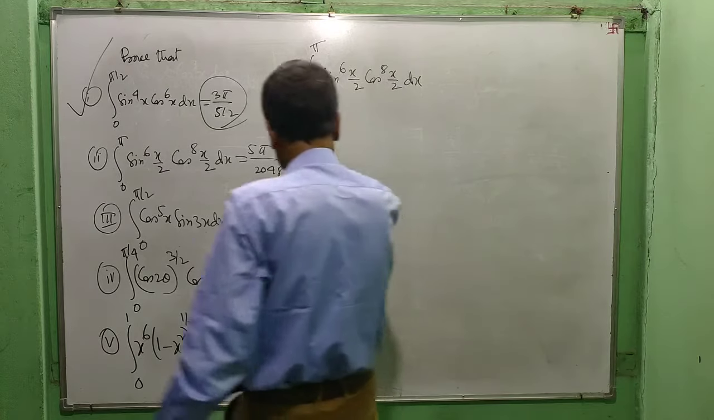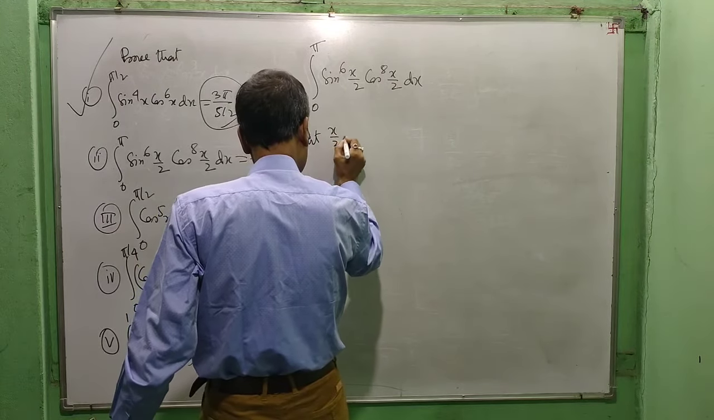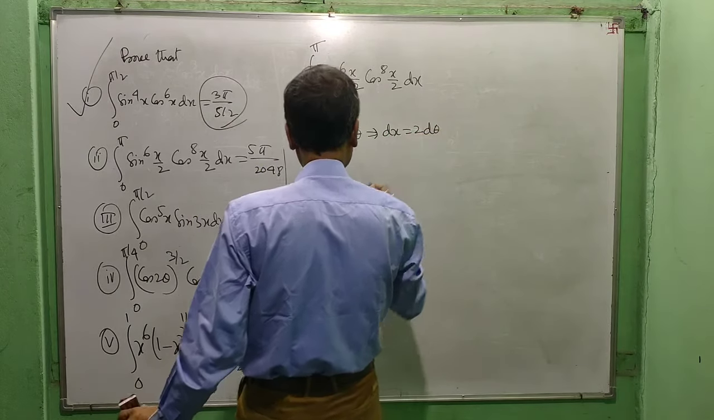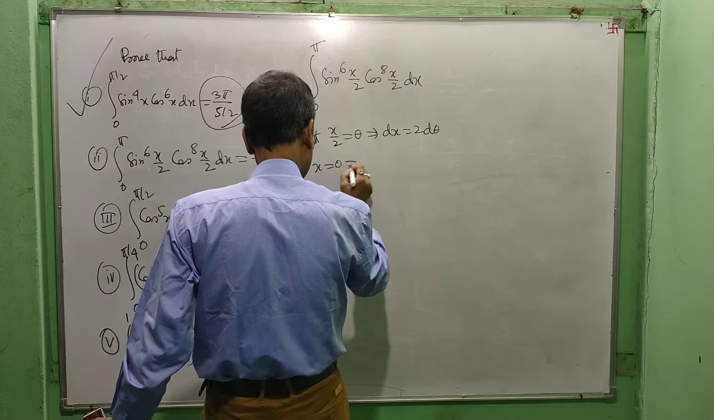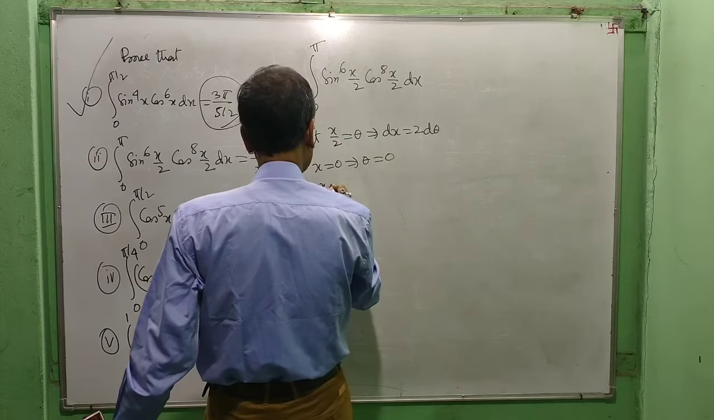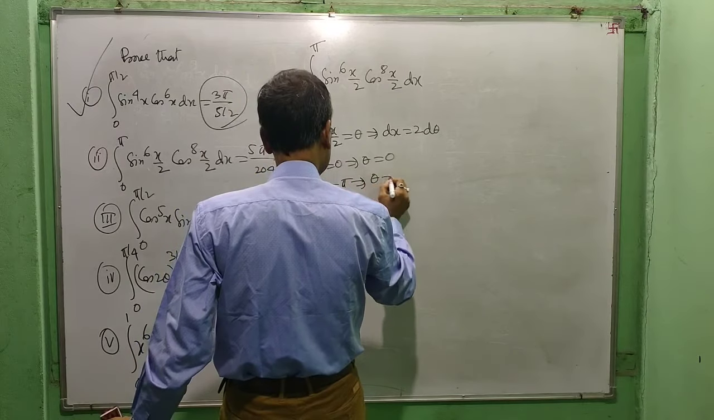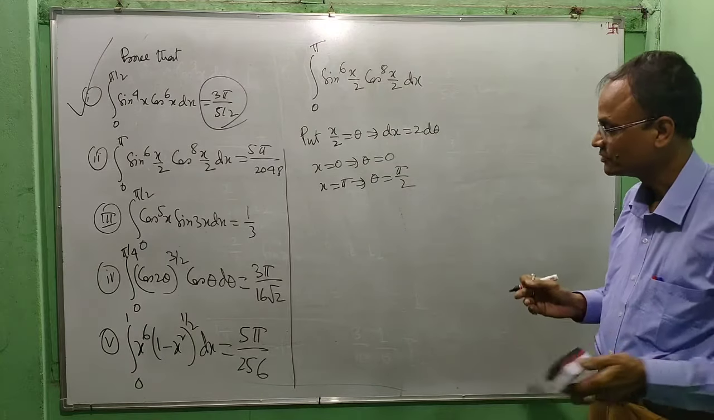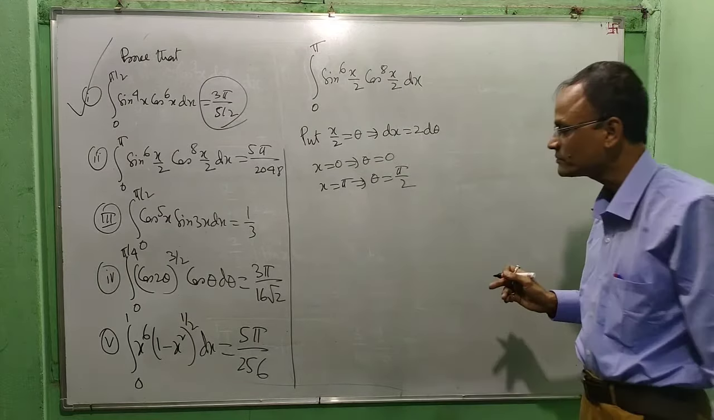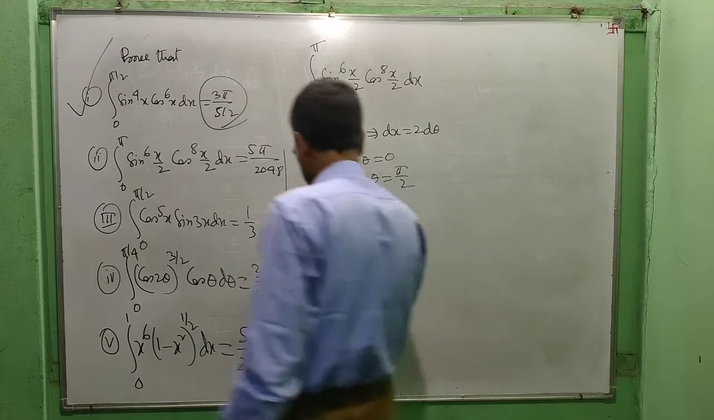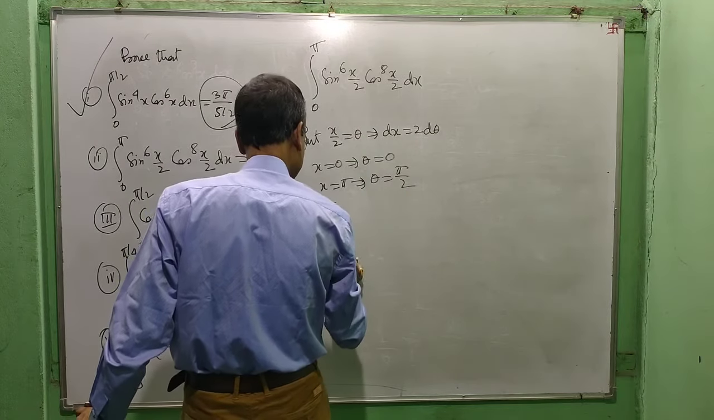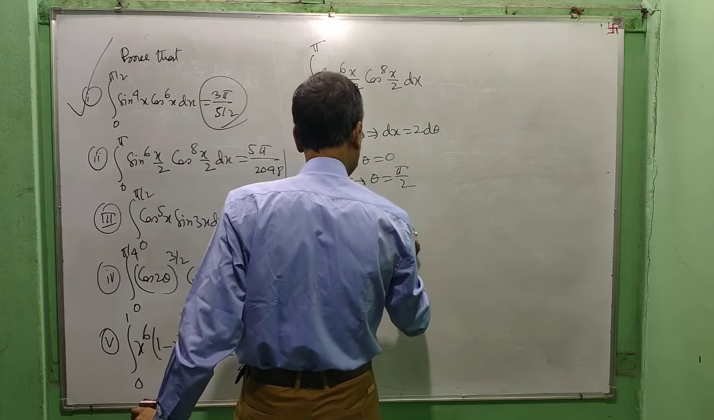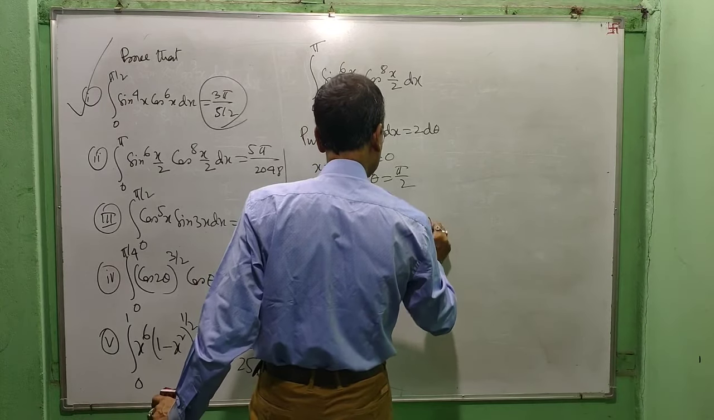Now put x by 2 equal to theta. This means dx equal to 2 d theta. x equal to 0 implies theta equal to 0. x equal to pi means theta is equal to pi by 2. Therefore, the integration I equal to 0 to pi sin to the power 6 x by 2 cos to the power 8 x by 2 dx.